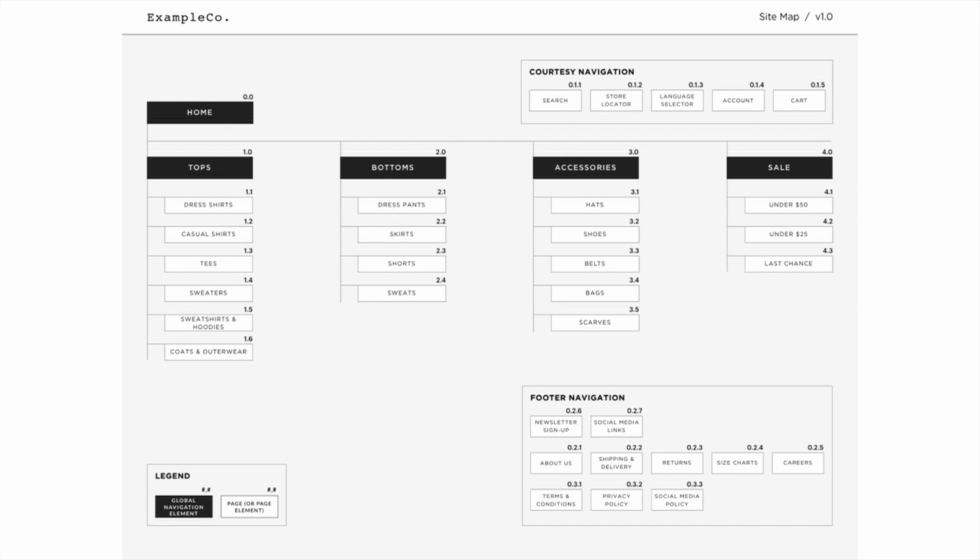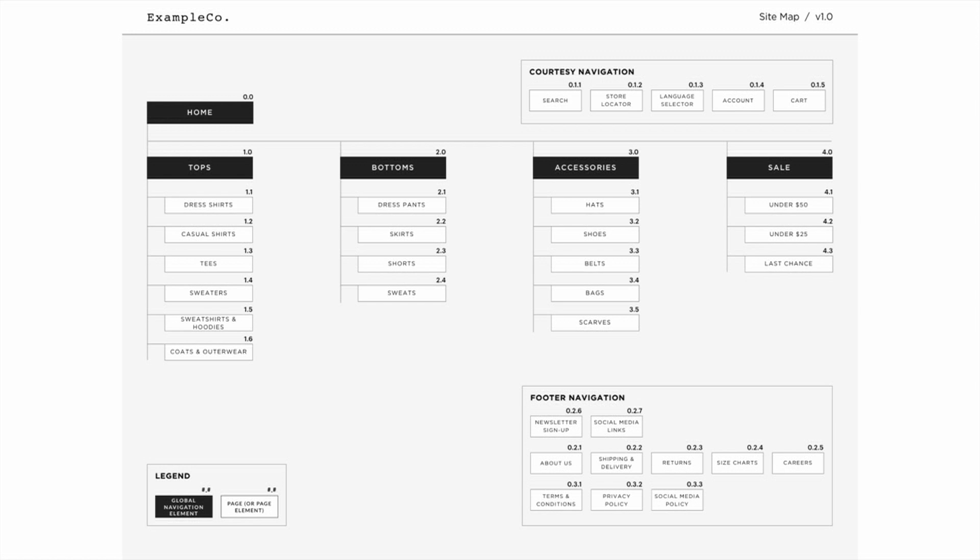As we turn our attention to the courtesy navigation, we see commonly used elements like search, store locator, language selector, customer account, and shopping cart. Those are typically actionable items that we see grouped together in the top right or simply the top of an e-commerce experience. And they're also ordered and structured in a specific way, where the interaction with cart and account are next to each other, that ability to start on the far left with search.